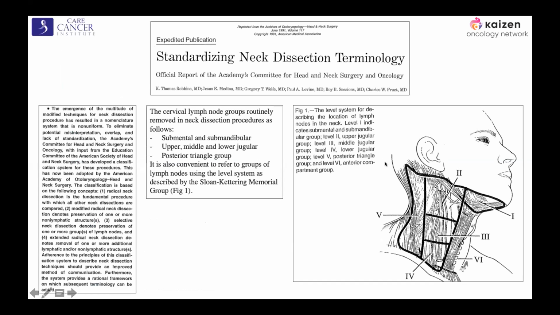Until the 1990s, there was no standard nomenclature for nodal levels or for neck nodal dissections. So for the first time in 1991, the American Academy of Otolaryngology Head and Neck Surgery group, headed by Dr. Thomas Robin, gave the first classification of neck nodal levels. In that they described 6 nodal levels and numbered them from 1 to 6. There was some nomenclature before that, but it was not organized and they never had numbers before these. So they had level 1 to 6. And they described lymph nodal levels such as the submental and the submandibular, the upper, middle, and the lower jugular, and the posterior triangle group.